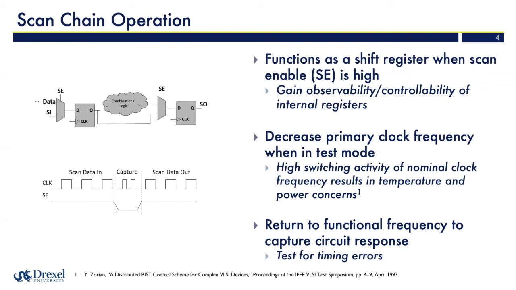Now, typically the scan frequency is lower than the at-speed frequency due to temperature and power concerns of the high switching activity in test mode. So you can see based on the waveform on the left that the scan data is shifted in, and then scan mode is disabled to allow for capture of an at-speed test pattern, and then scan mode is re-enabled to capture the data within the registers and observe their outputs.